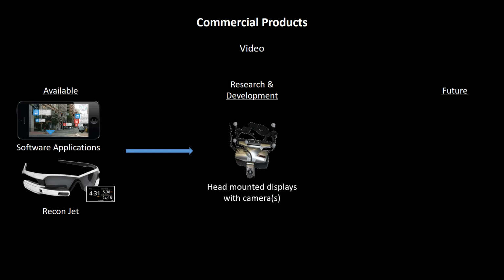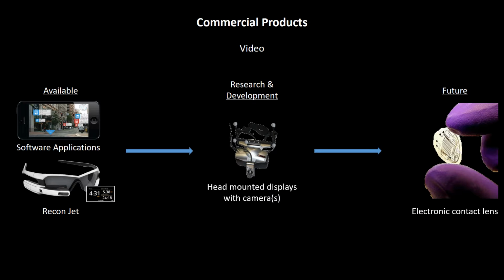Available products for visual augmented reality include software applications and small displays connected to glasses. Under research and development, augmented reality is being explored using head-mounted displays with cameras. Further into the future, electronic contact lenses will provide an augmented reality interface with discretion.